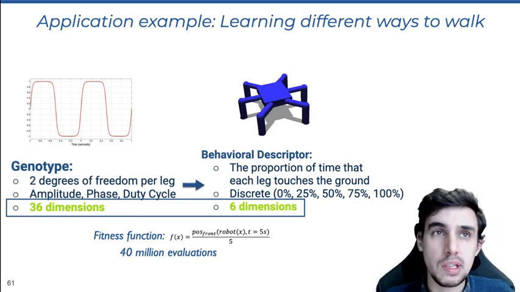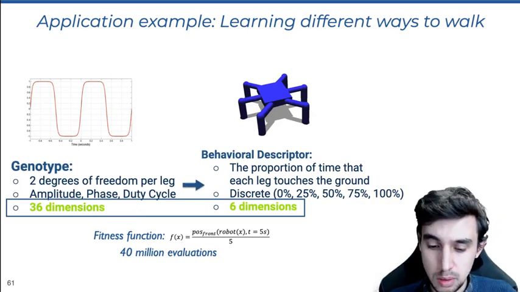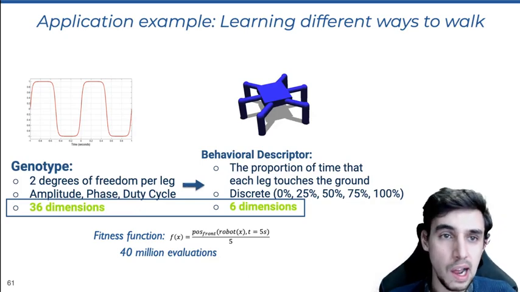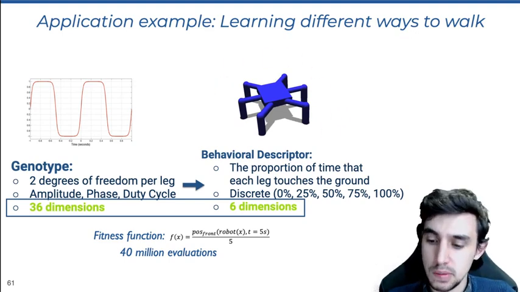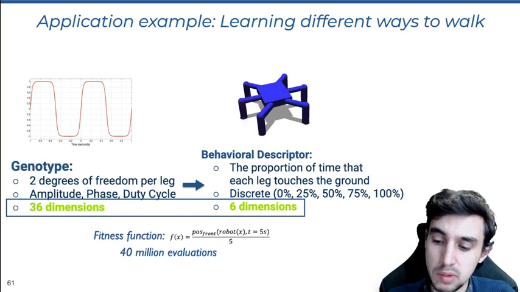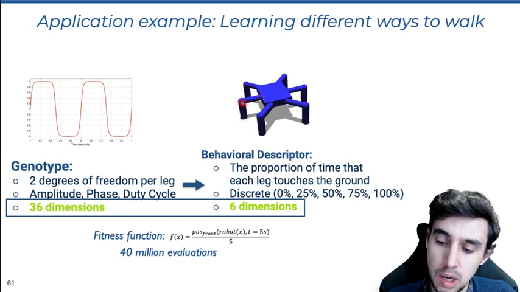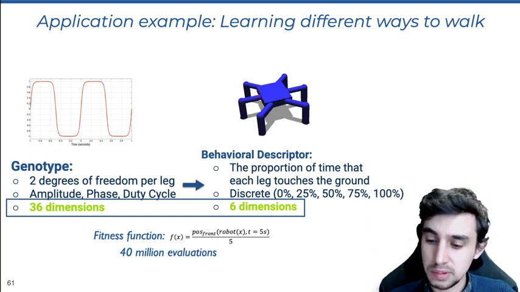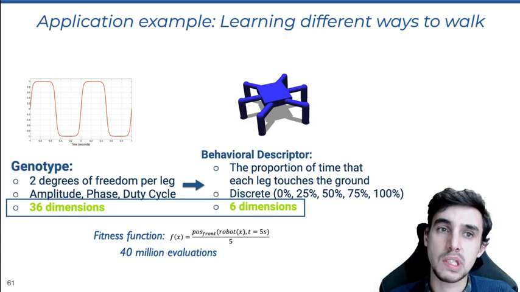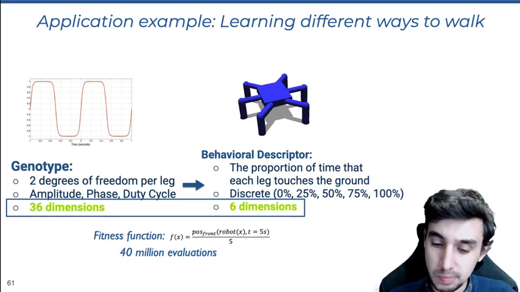I will give you an example of application to give you a concrete idea of how this can be used. Imagine you have this hexapod robot that has 12 degrees of freedom, so 12 motors, 2 per leg: one to control how the leg moves back and forth, and another to control the elevation of the leg.